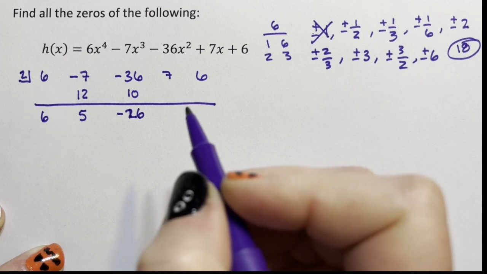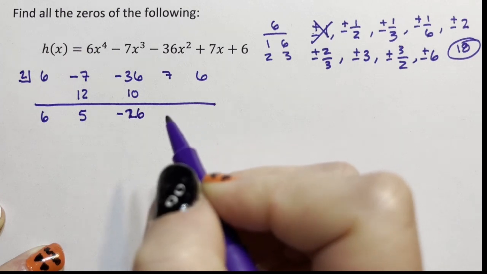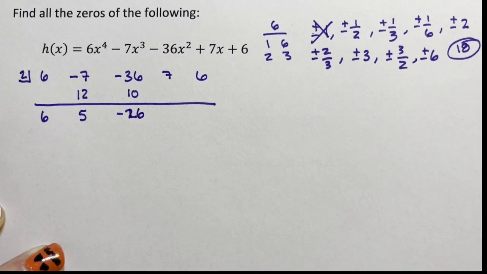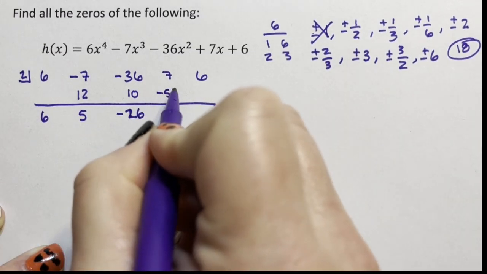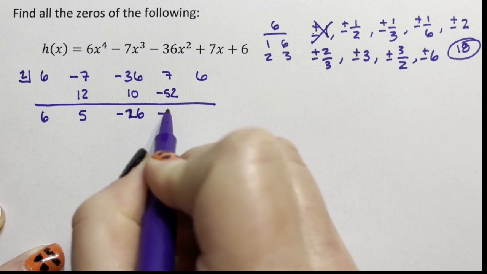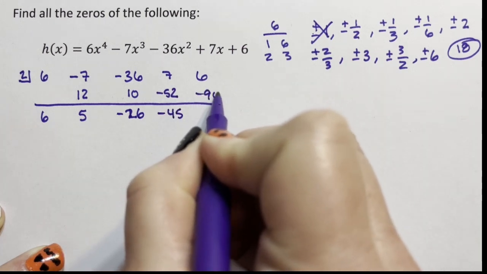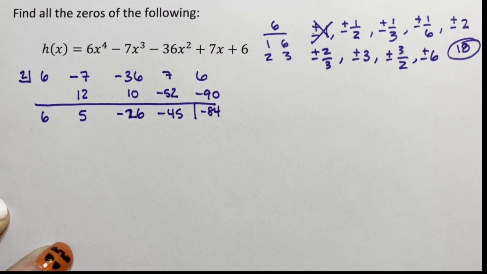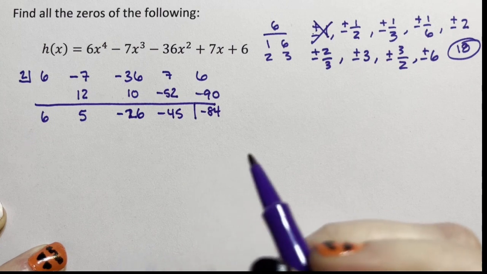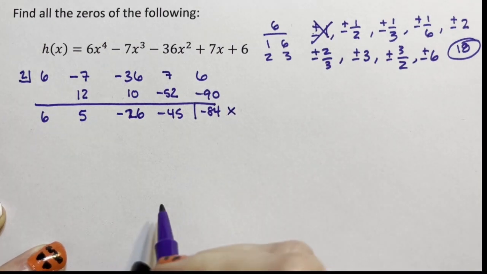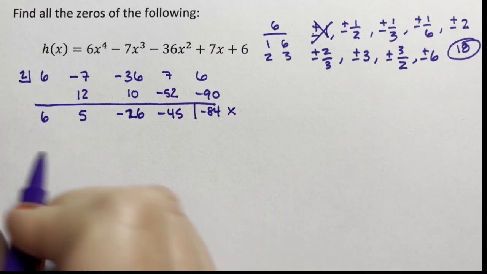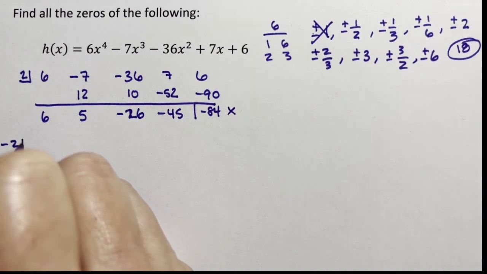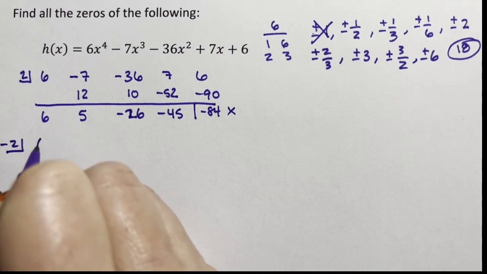Oh, wow. Add down, multiply, add down, multiply, add down. So if we look at this, that is not 0. 2 does not work. So let's try -2.